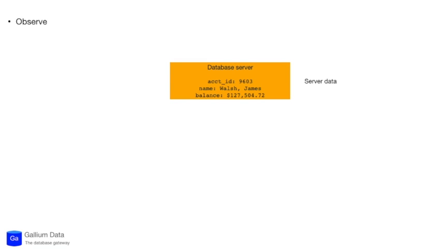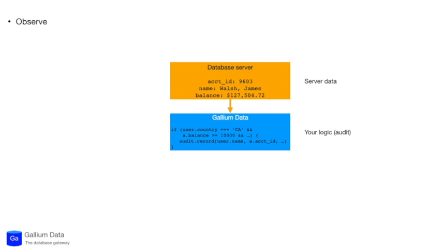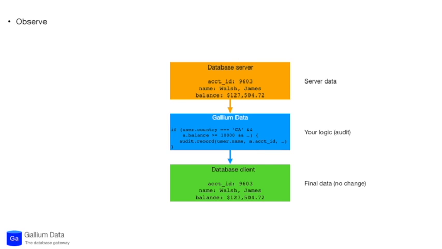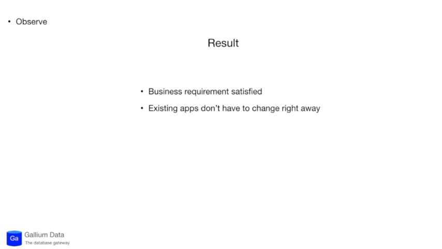What to do? In this example, Gallium Data is going to receive the data back from the database server and apply your logic to detect that an account over $10,000 is being accessed by a user in Canada and create an audit record of that access. Gallium Data will then forward the data to the database client without modification. Gallium Data is only an observer in this scenario. As a result, our business requirement is satisfied, our existing apps don't have to change right away, our database doesn't have to change. Our logic to do all of this can be very fine-grained and flexible.